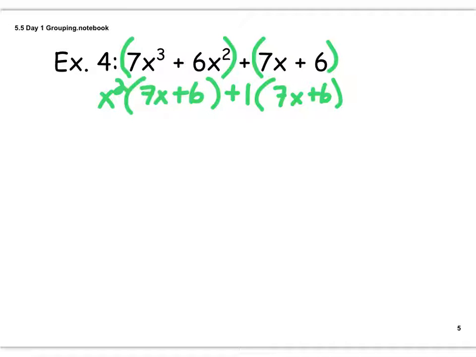So my final answer would be x squared plus 1 inside of parentheses multiplied by 7x plus 6 inside of another set of parentheses. I don't see how to factor that any further. So we would be done with that one.